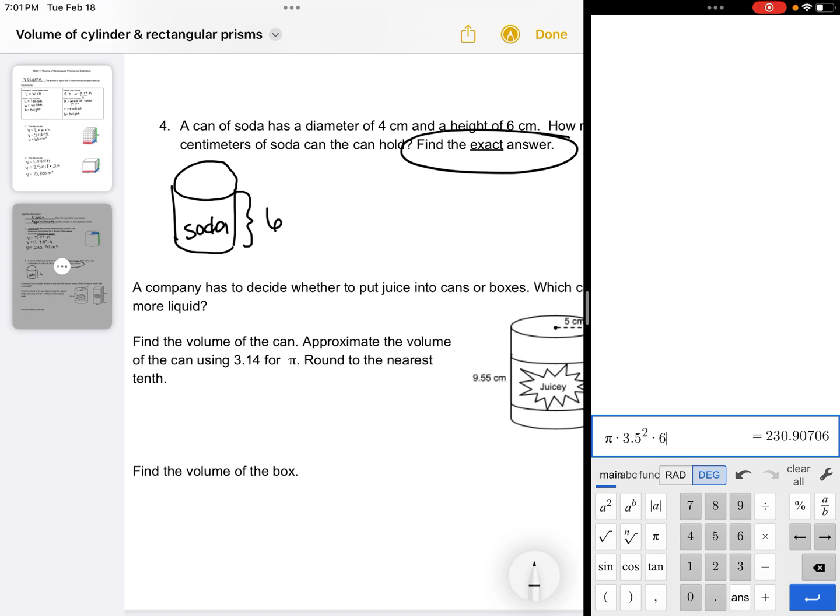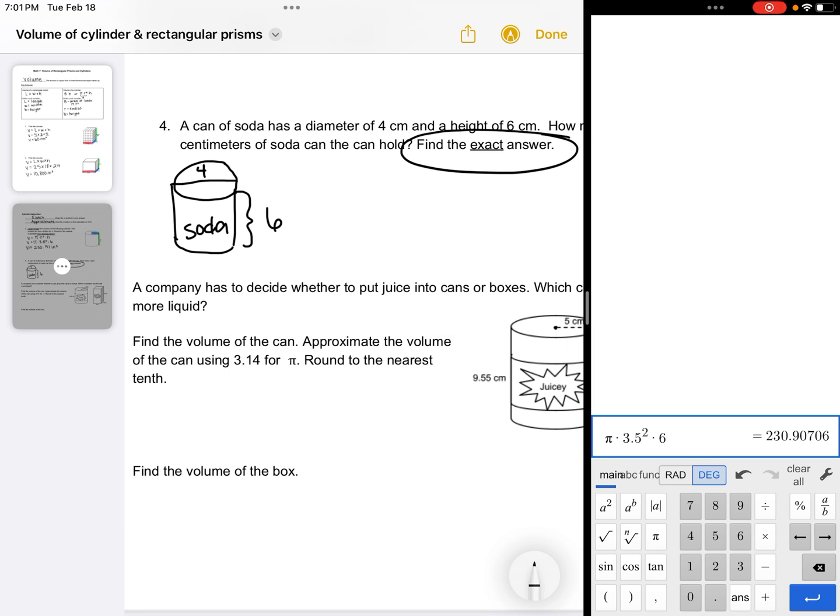And the diameter is how far it is from one edge of the circle to the other edge. So across the top of the soda can would be 4 centimeters. Here's me drawing across the top, and then I'm putting a 4 across that line.